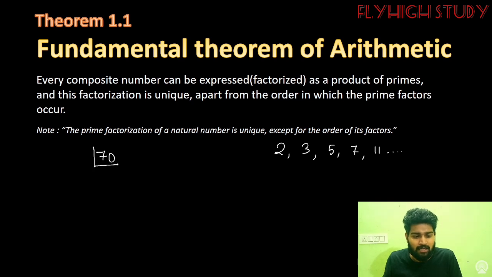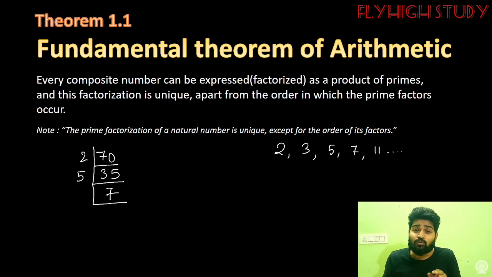First I know the 2 table. 2 threes are 6, 1 remaining, 10. So 2 fives are 10. Again further I will divide it by 2. Is it possible? No. 5. Good. So now 5. 5 sevens are 35. Now you should continue this process till you get the last one. Then 7 you got.